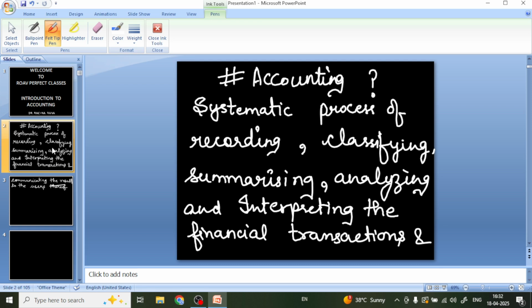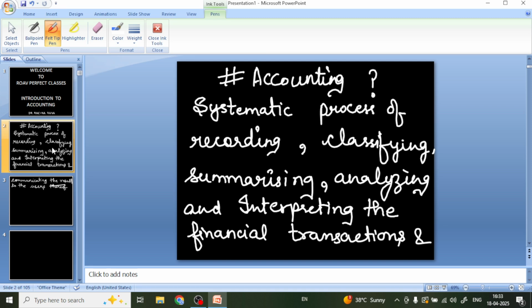So when we say that accounting is a systematic process of recording, it means we are recording the transactions in a journal. And after the journal, we prepare ledger accounts. That means we are classifying all transactions in a ledger. Each and every transaction has its own account. Purchases account is different, sales account different, drawing account different, capital account different, assets account different. That is the classification of transactions.